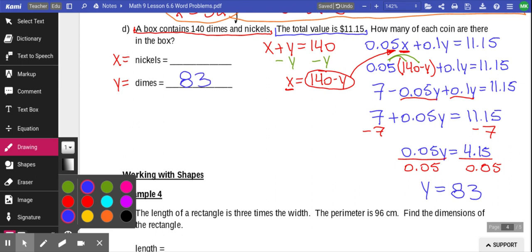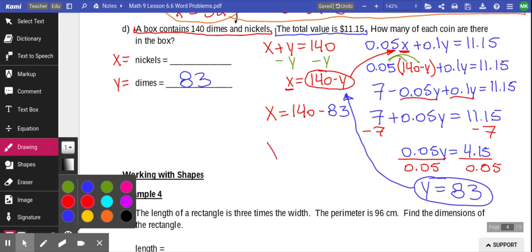If I wanted to figure out the number of nickels I had, which is x, I take that answer and I substitute it back into one of my original equations up there. So I now have x equals 140 minus 83. When I do 140 minus 83, I get 57. That means the number of nickels I have is 57. And that's my final answer.